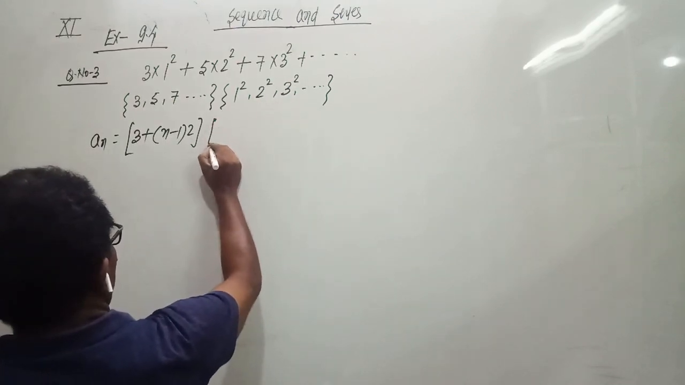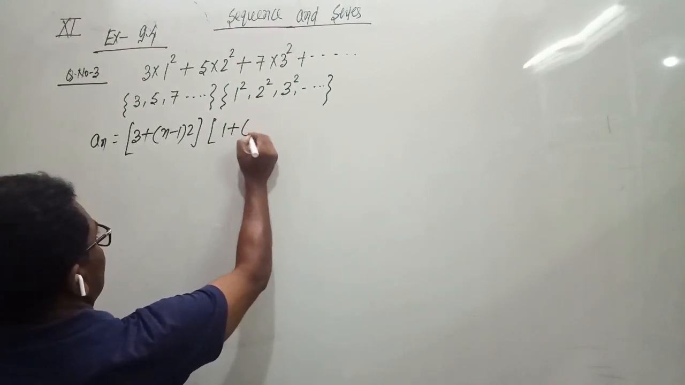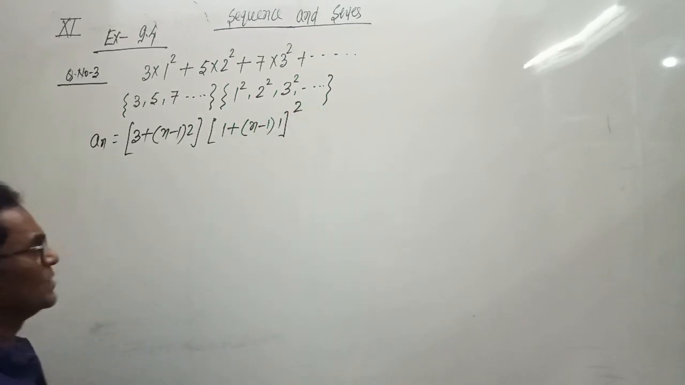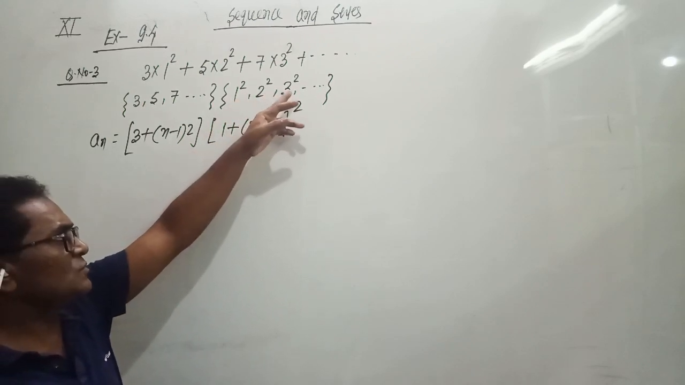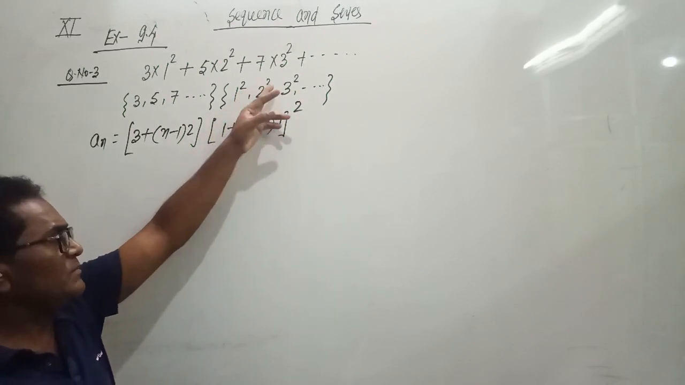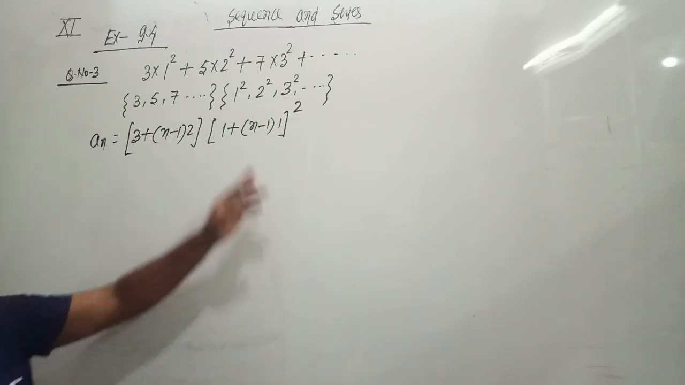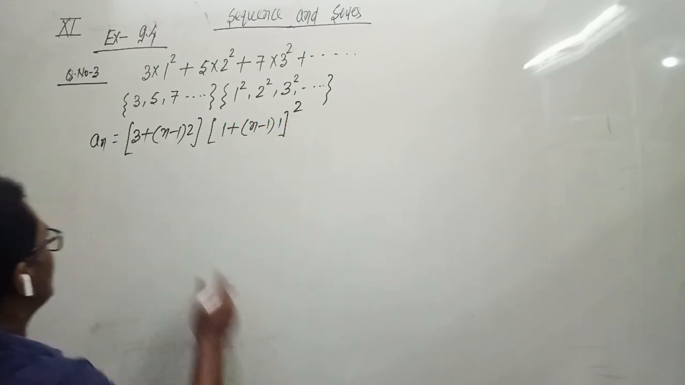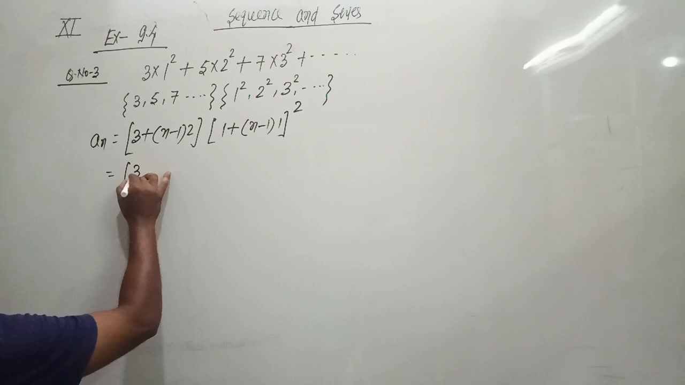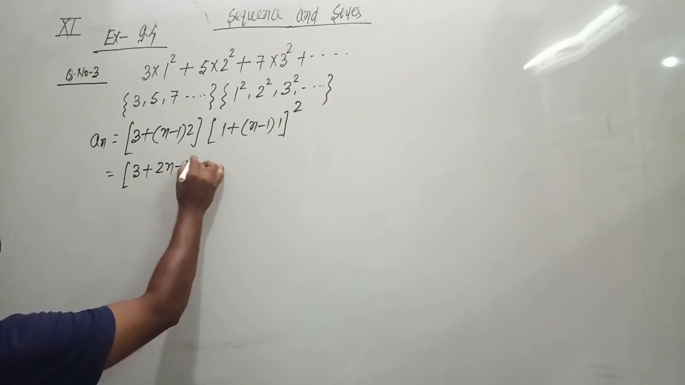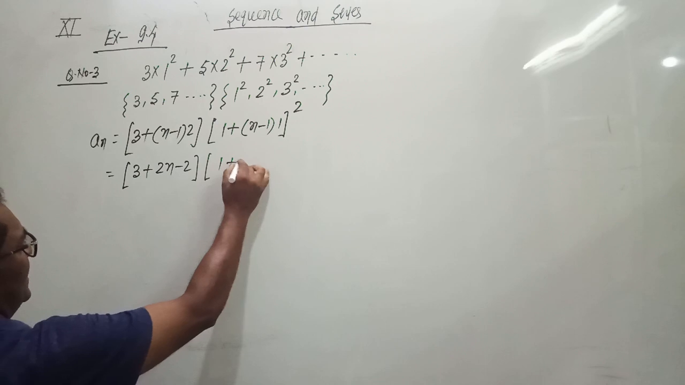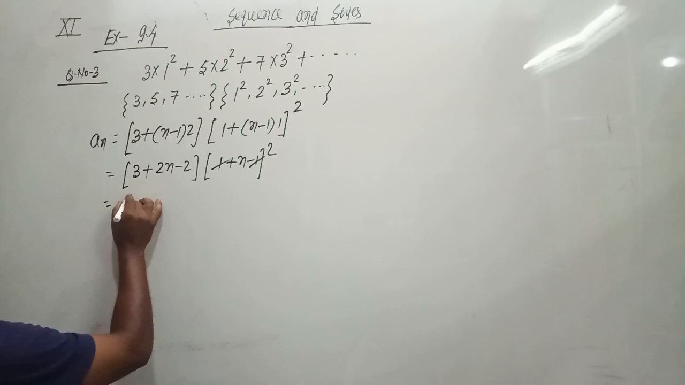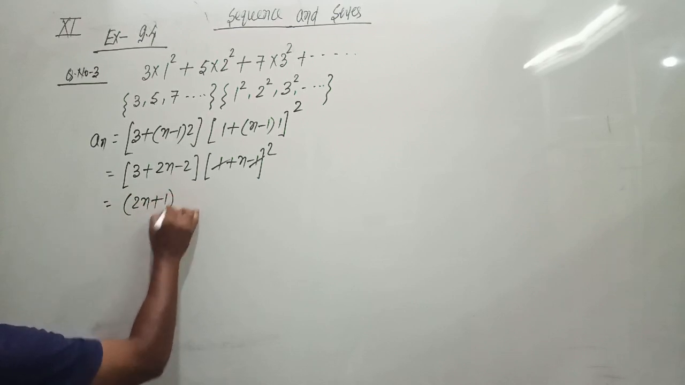So a plus n minus 1, and common difference is 1. And then we put the whole square because there was a square on each term. So first we remove the square and it remains 1, 2, 3. Then we find the nth term and then put the square. So 3 plus 2n minus 2, 1 plus n minus 1, the whole square. 1 and 1 cancel, and here we get 2n plus 1 into n square.